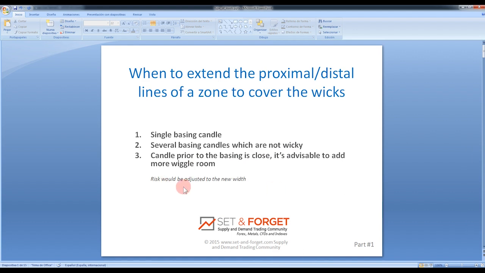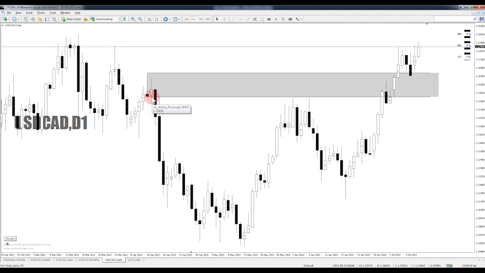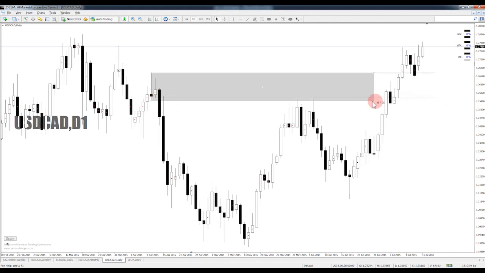Let's try to cover and see some examples so you understand the logic here. We would always adjust the risk to the new width, okay? So, for example, in this dollar cad daily chart, we can see that there are several areas here. Normally we would draw the area like that, with the basing candle like that. You have a small few pips down there, it's nothing really. So what you can do is make it a little bit wider, covering the lows, okay? The correct zone would be something like that, but then you will be triggered there.